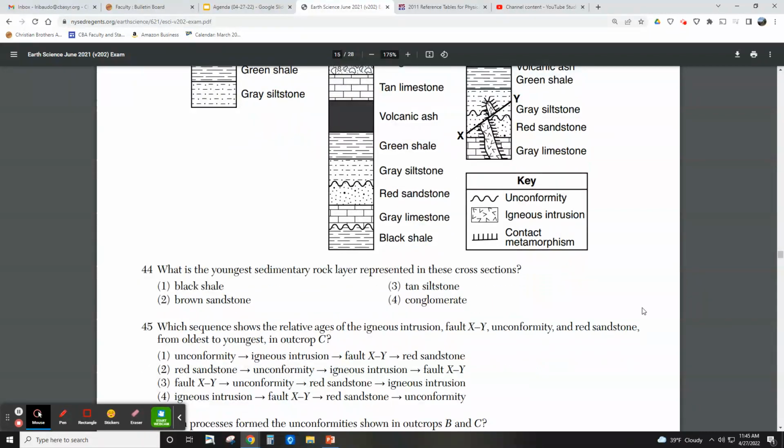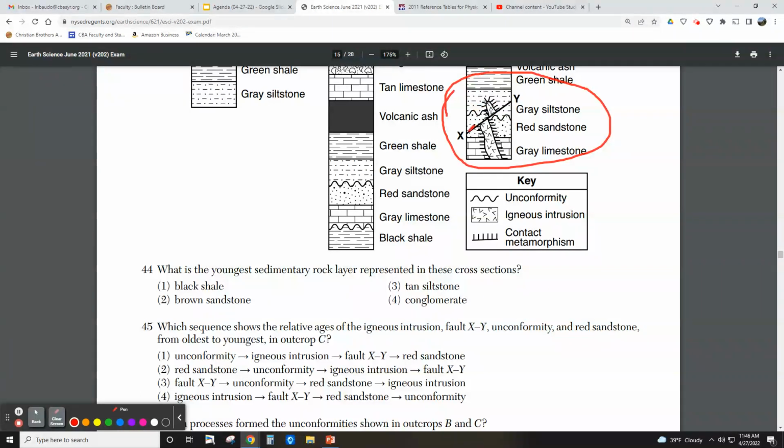Question number 45. We have to figure out the sequence of a few things that are happening over here in outcrop C. Basically, it's kind of this area. We need to put them in order from oldest to youngest. And it's a little bit of a tricky question because you kind of have to decide what happened first and next and all that stuff.